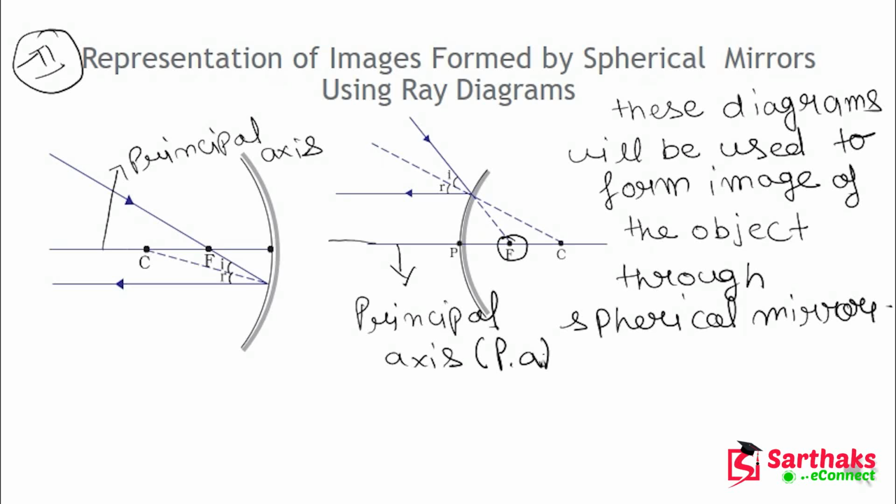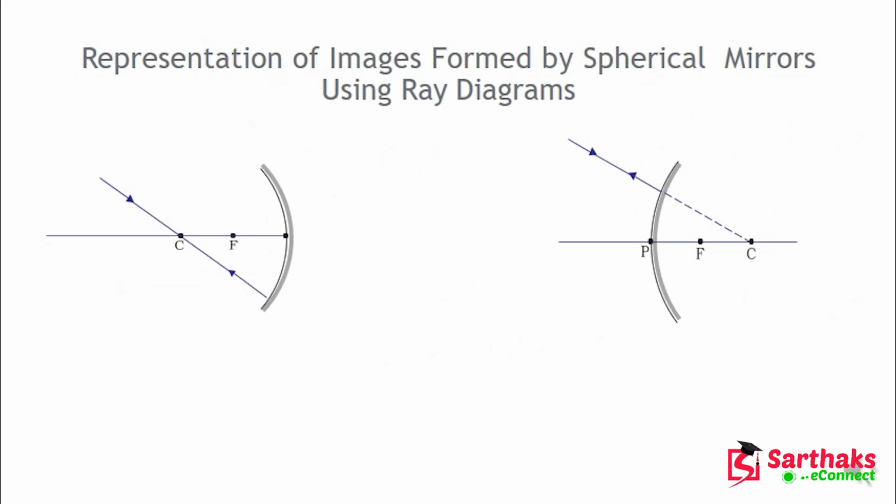Now let's move on to the next slide. So this is our next slide. Now here, this is rule third. Till now we have learned two rules. According to this rule, whenever a line passes through the center, it will go back crossing the center again. And in the case of convex mirror, the line appearing to be crossing the center will go back again in the same direction where it was coming from.